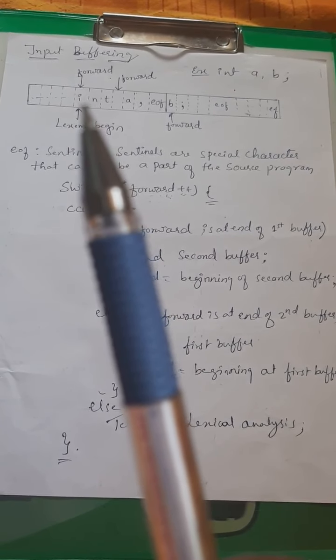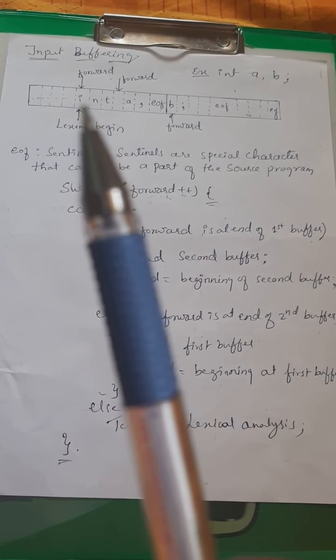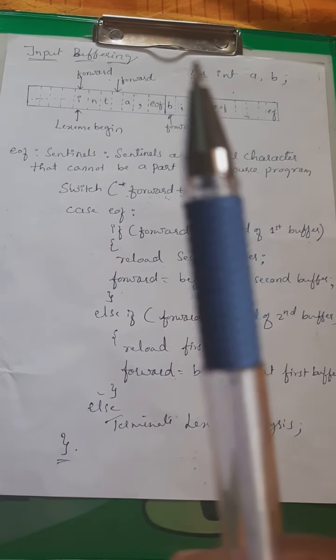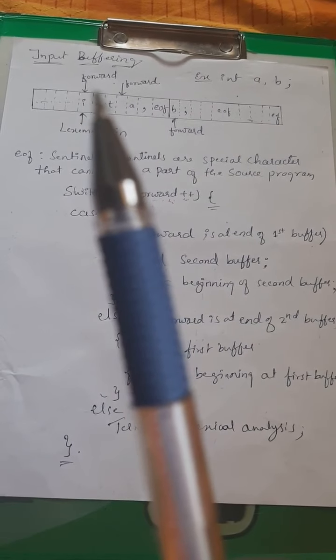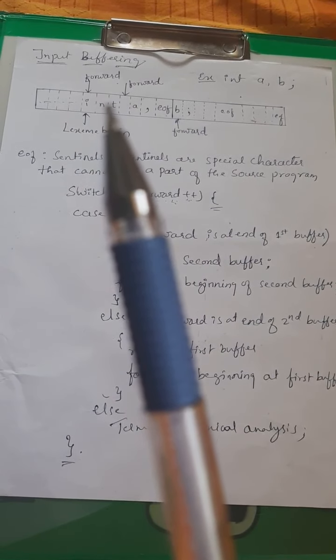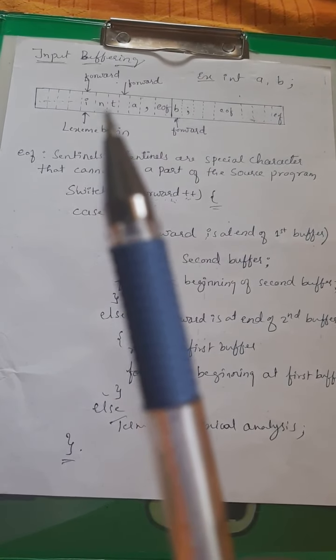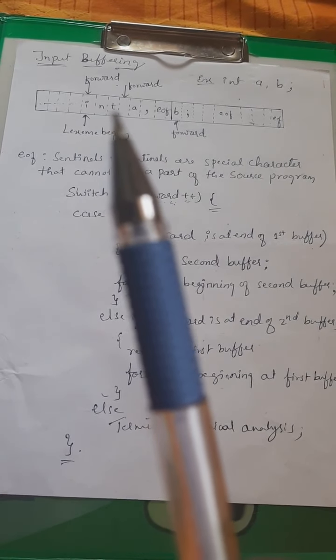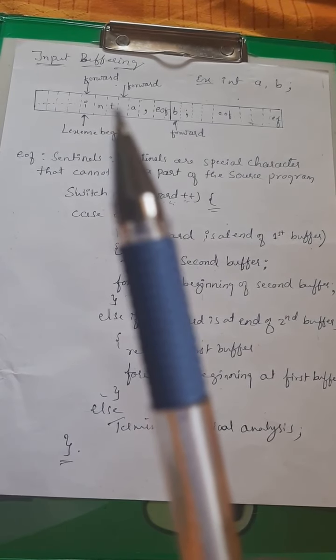Here the lexeme is i. As this is a character, it matches the pattern written for the identifier. Then the forward pointer moves ahead to find lexemes matching the same pattern. So it will read the n, pattern match is found. It will read the t, pattern match is found.